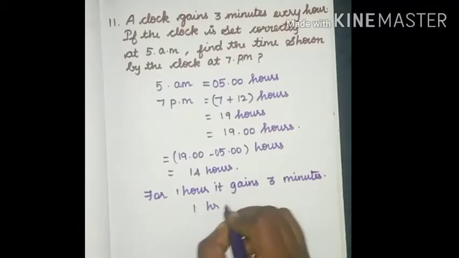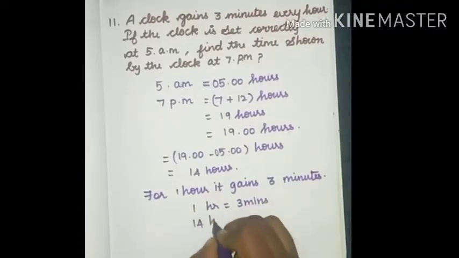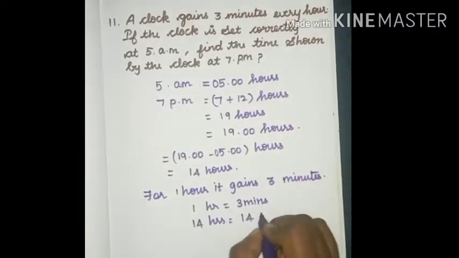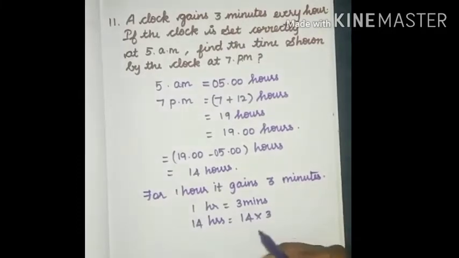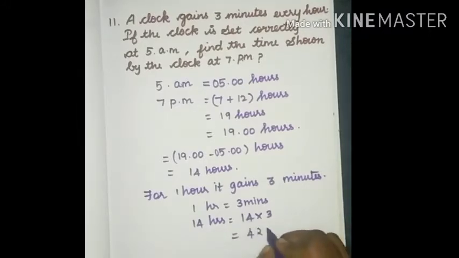1 hour equal to 3 minutes. 14 hours means 14 into 3. We have to multiply it by 3. For 1 hour it gains 3 minutes, 14 hours means 14 into 3. That is 42 minutes.